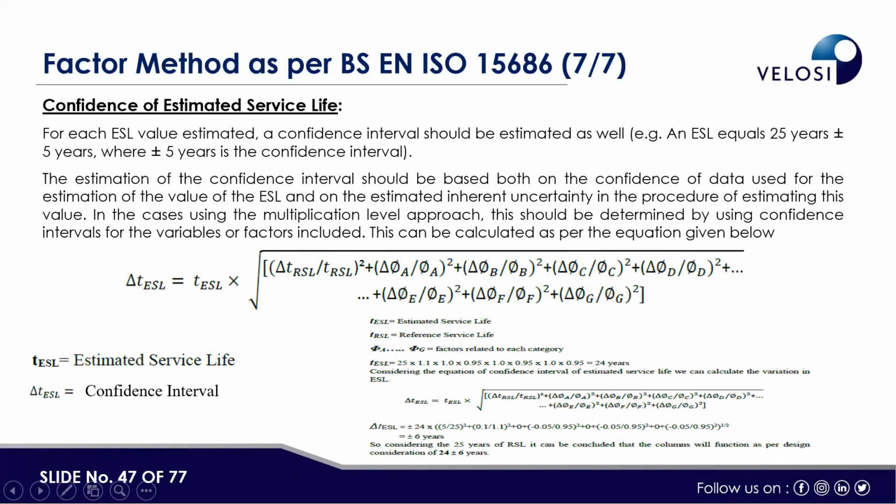Then from there, we'll consider the confidence interval. That estimated service life of 25 will be multiplied with the factors. The change in RSL, like 5 years, is the expected period, and with respect to that, the RSL, the reference service life, would be taken, and the overall weightage of the factors is also multiplied, and the square root of the value is taken. Correspondingly, when it gets multiplied by the estimated service life, we will get the confidence interval.